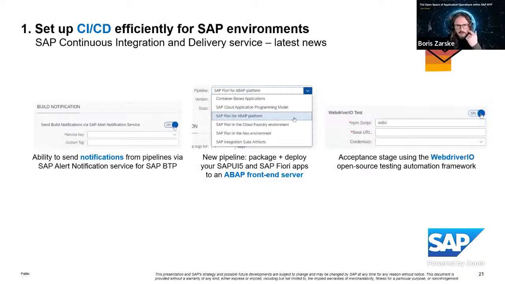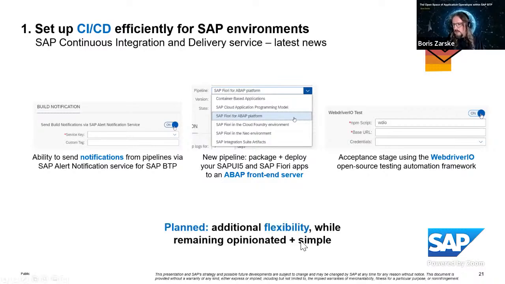What are the latest news for the service? As you have seen, we have now enabled this notification, which you can do directly from the UI. Also, this Fiori for ABAP frontend server is one of the latest pipelines we have added. Also, WebDriver has been coming up. In former times we had another framework, which has been deprecated, but of course we constantly update those.